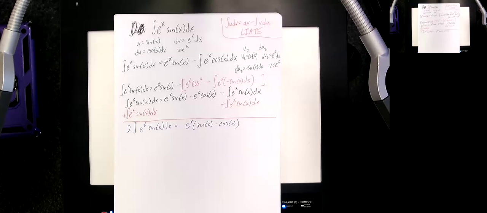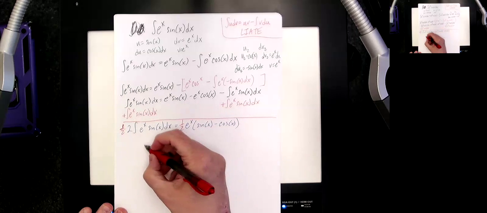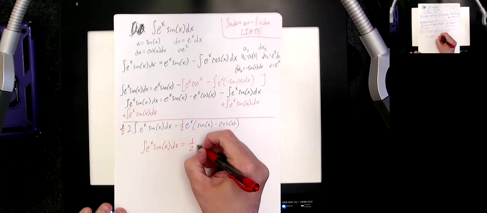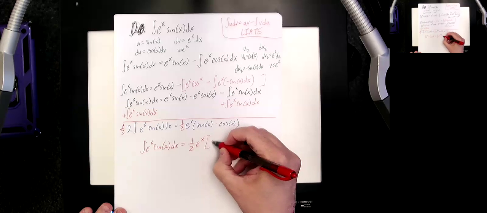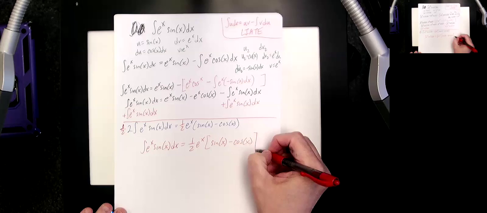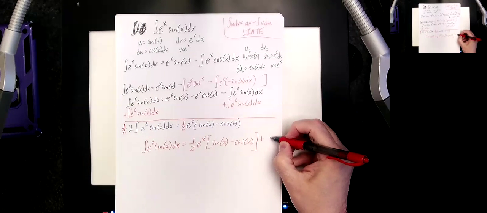How do I get what I want here? Divide by 2 or multiply by 1/2, and it's a done deal. The integral of e to the x sine x dx is 1/2 e to the x times sine x minus cosine x, or you can have the 1/2 e to the x on both of them, plus c.